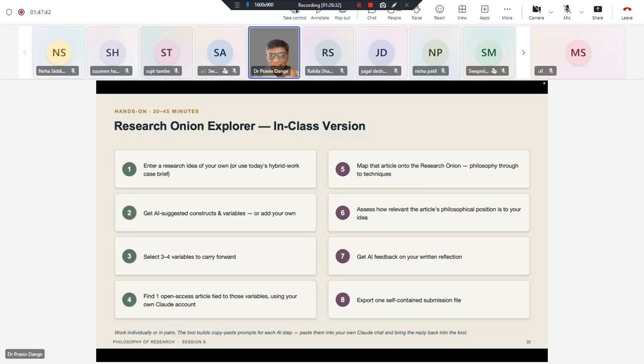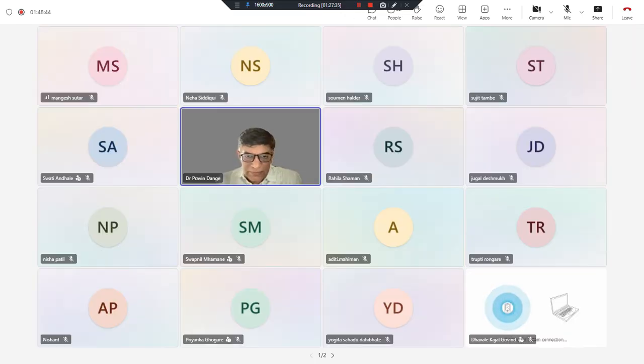This is the in-class version, and we'll do the second version too. There are 8 stages in this, and you need to really think hard and put your research idea there. Whatever broad idea you have, you would not have a completely phrased research question, but you would have your own area decided. Then AI would suggest the construct variables in that area. You need to choose 3, 4 variables from the suggestions AI has given. Then it will help you identify one open access article related to that area and topic. Map that article onto the research onion with the help of AI. Assess how relevant the article's philosophical position is to your idea, and get AI feedback on your written reflection. And you can export a self-contained submission file. That's the idea. If you could open that, it looks like this. I'll just open it for you.